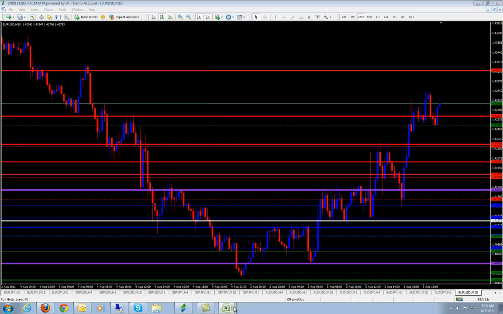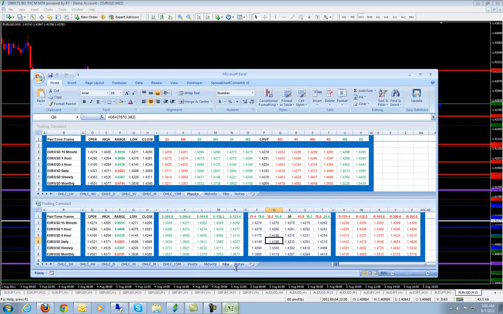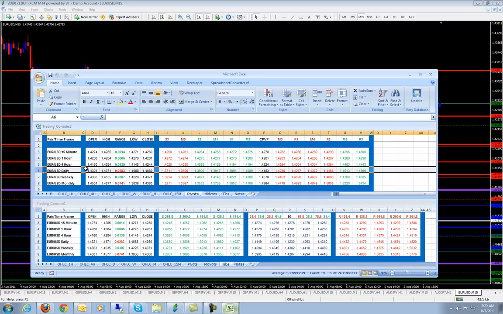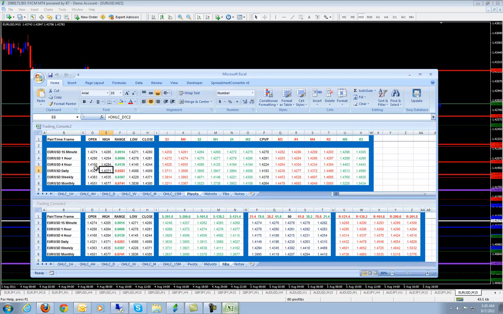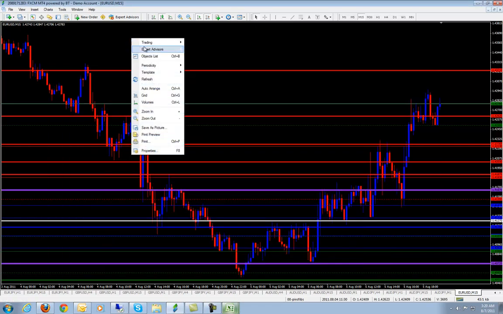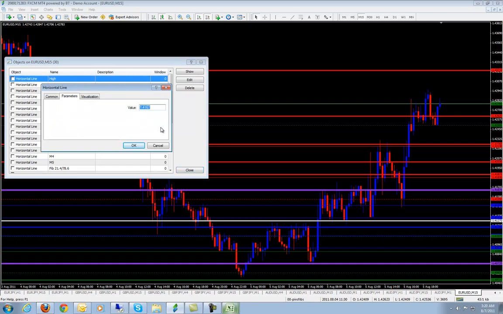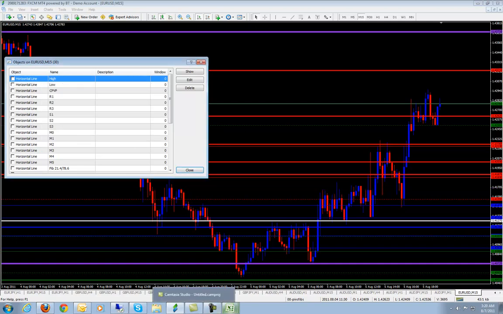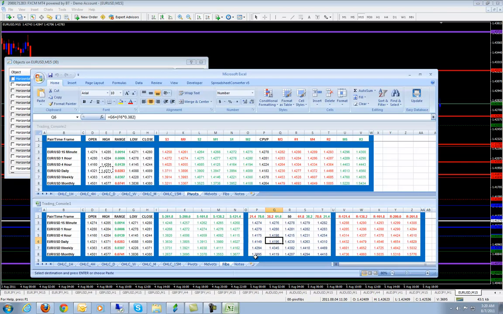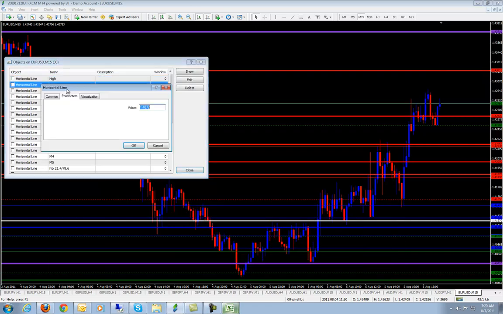What I'm going to do now is I'm going to actually take my spreadsheet here, and I'm going to go over here to euro dollar. I'm in the daily section, so I'm going to copy that. Okay, and I'm going to go here to the objects list, and I'm going to paste that value here. I'm back over here. I'm going to go to the low. It's going to take a few minutes, so I'm going to do it as fast as I can.